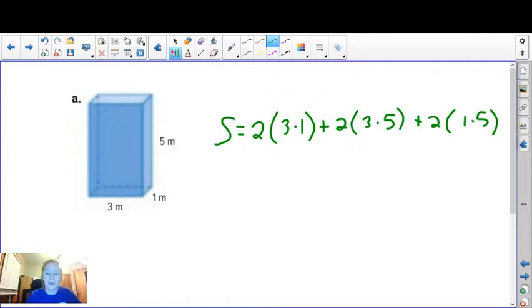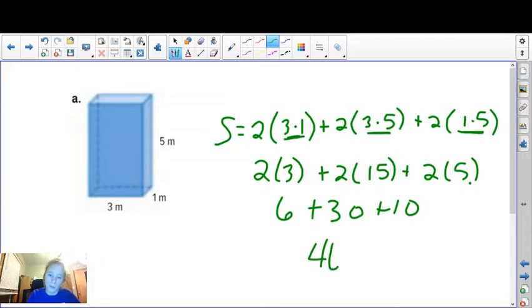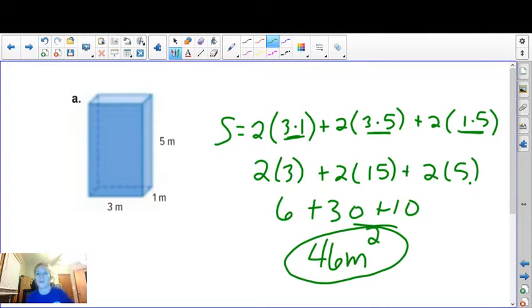Okay, back to the problem. I have to take 3 times 1 first, which is 3. So I have 2 times 3 plus, I did this guy, now I have to do this guy. So 2 times 15 plus 2 times 5, because 1 times 5 is 5. And then I have 6, and I have 30, and I have 10. So that gives me 46 meters. And again, we're doing surface area, so it should be squared.